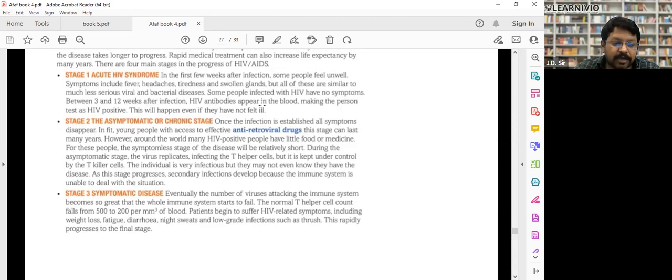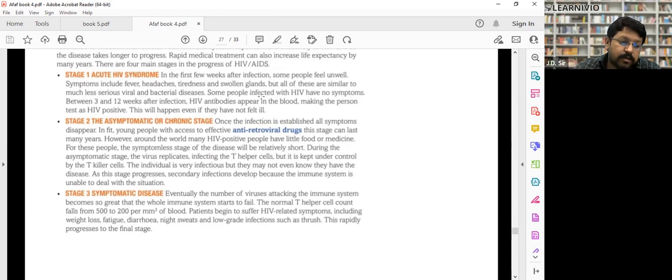HIV antibodies appear in the blood, making the person test as HIV positive. This will happen even if they have not felt ill, right? So what is the test for HIV? ELISA, right? The ELISA test is performed for HIV, right?